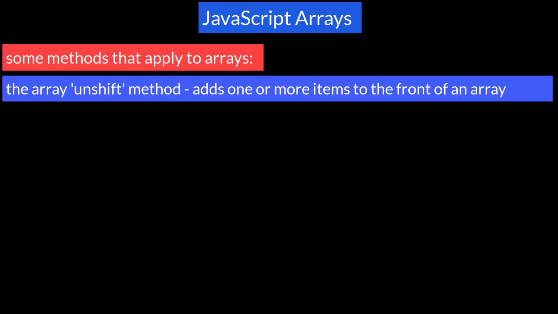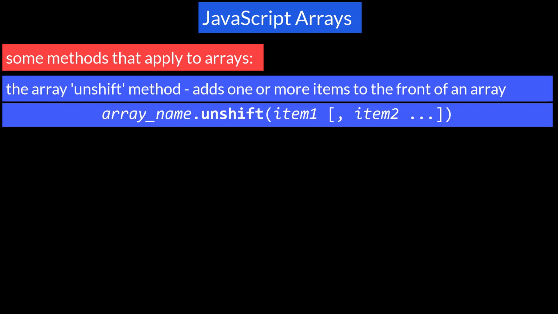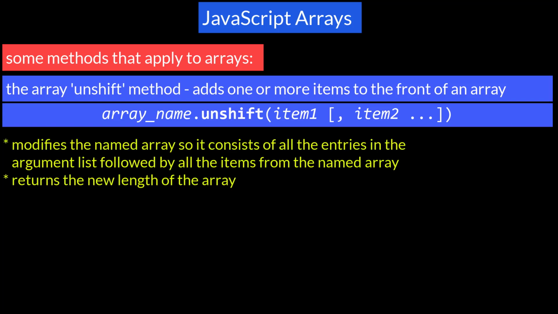The array unshift method adds one or more items to the front of an array. Syntax is the name of the array dot unshift, and in parentheses a list of one or more items. It modifies the named array so it consists of all the entries in the argument list followed by all the items from the named array. It returns the new length of the array.